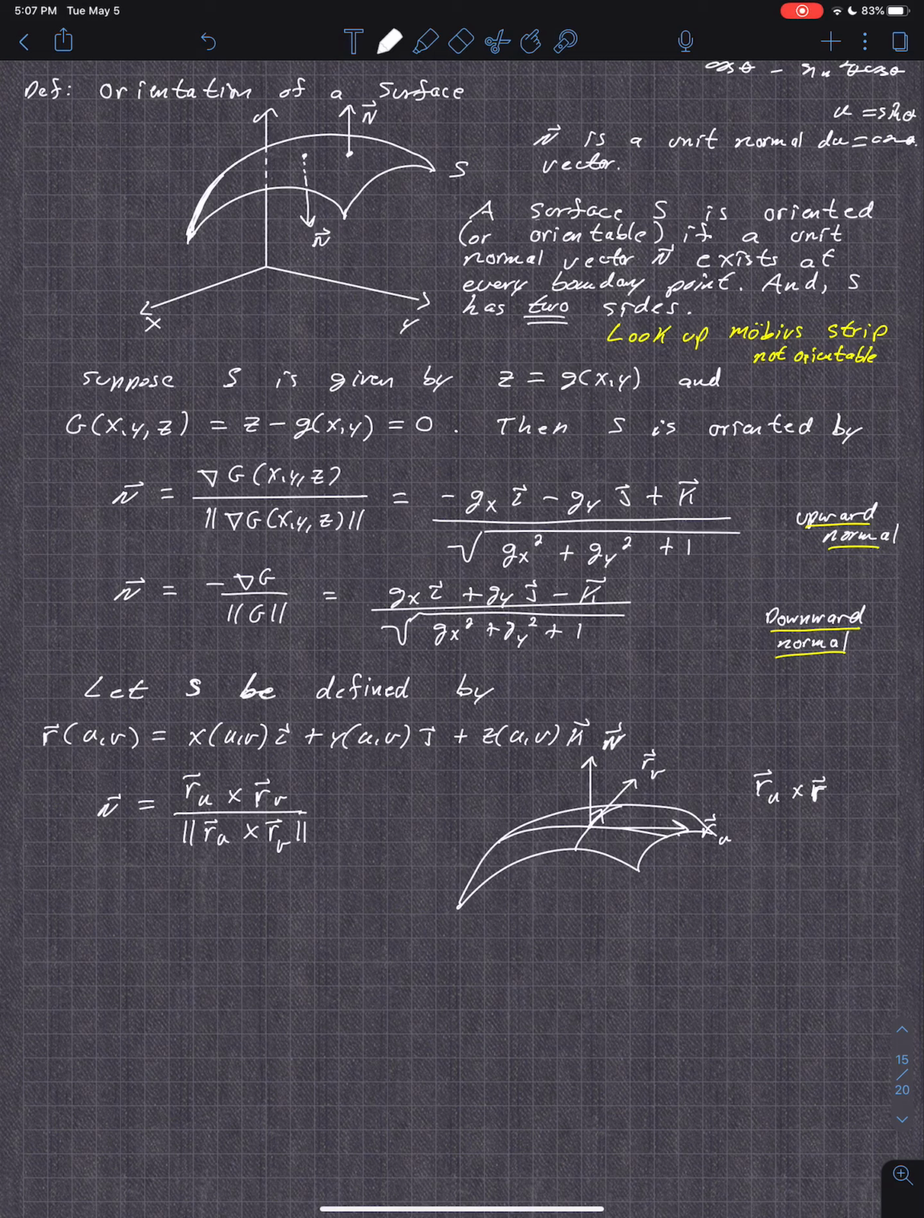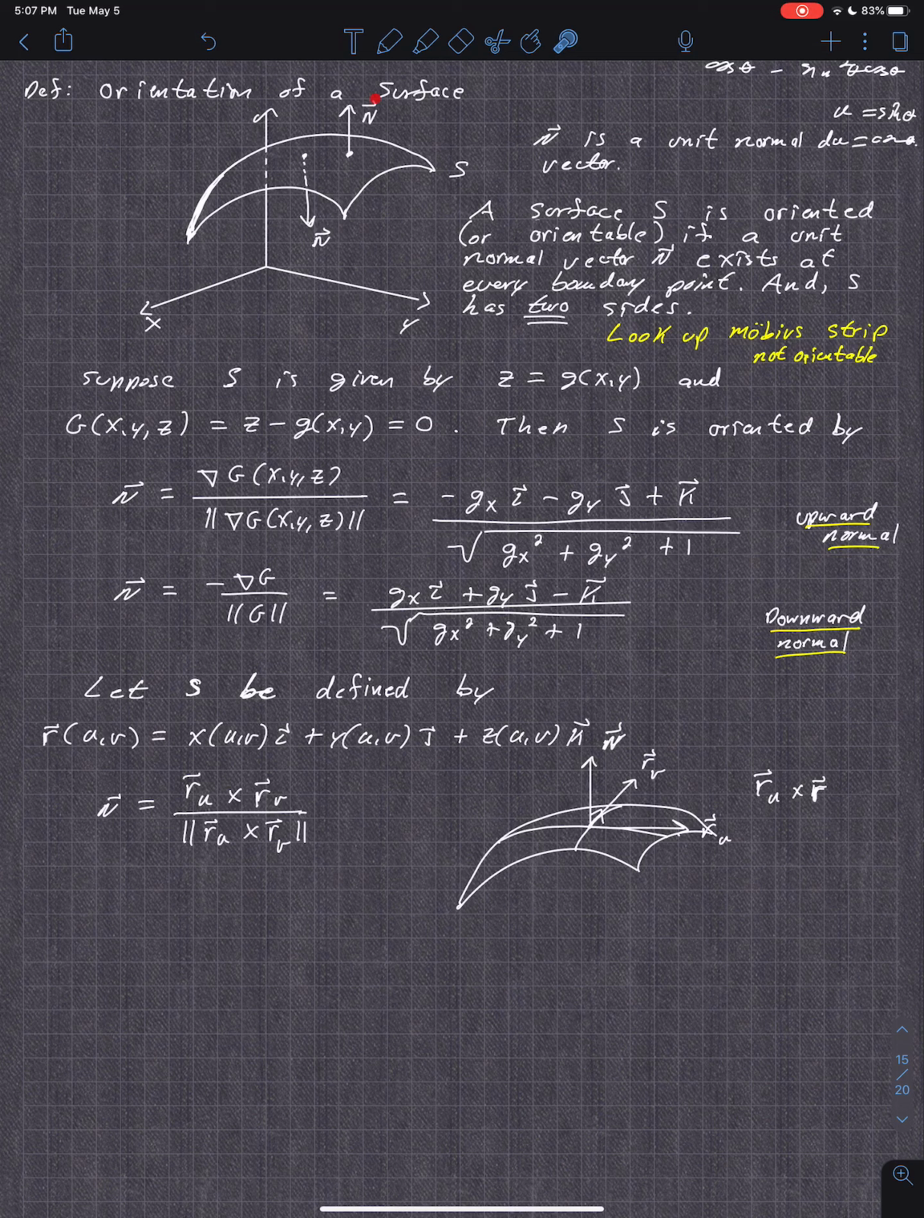Before we get on to the next few concepts, we want to talk about orientation of a surface. So you have some surface. This is my generic way of writing that surface, right? Then a surface S is oriented if a unit normal exists at every boundary point and S has two sides.